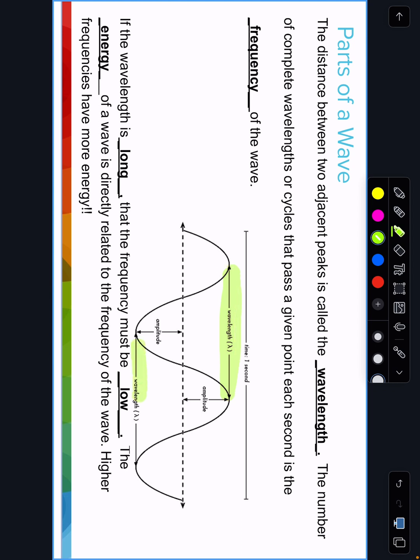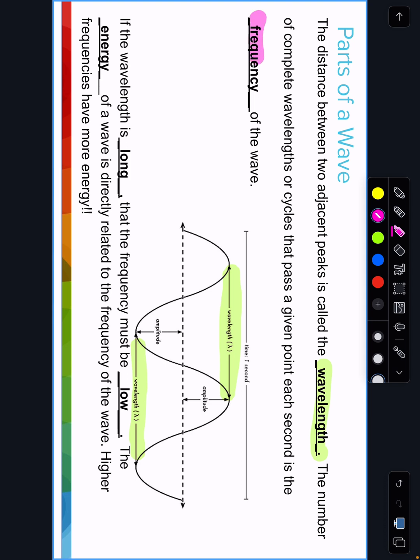It's the distance from either crest to crest, crest meaning the top of the wave, or trough to trough. Okay, so it's the distance between, and notice it's going to be the same because waves are symmetrical, right? They don't change. The wavelength would stay consistent. Okay?